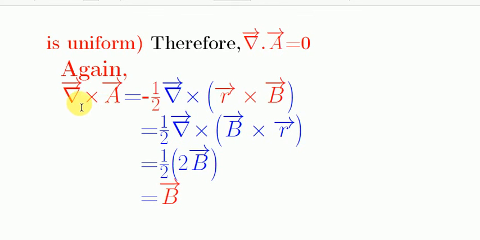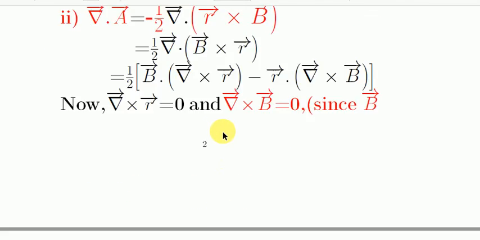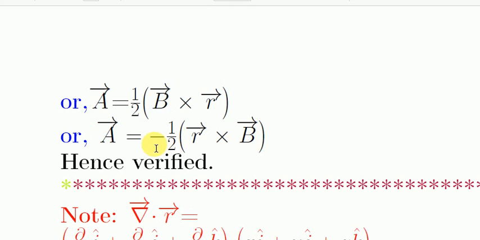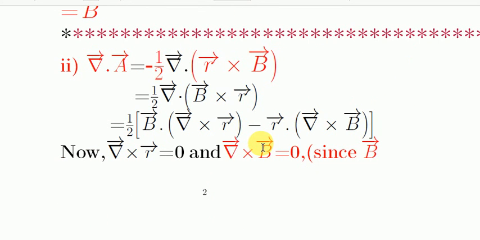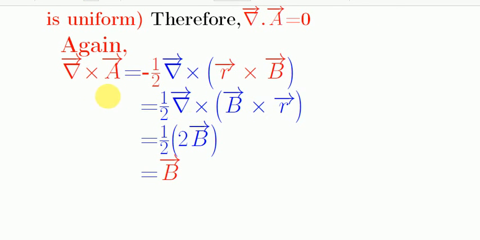So we can easily write del cross A equal to minus half del cross R cross B, because we already verified that A equal to minus half times R cross B. So in place of A we similarly write minus half R cross B. So del cross A equal to this, and in the next step we can write half times del cross B cross R, and we already discussed that the value del cross B cross R equal to 2B.